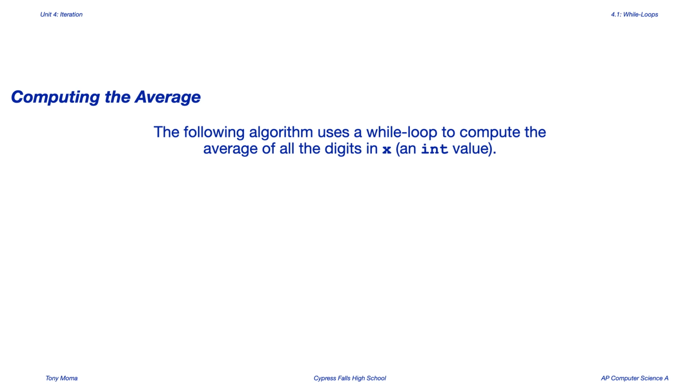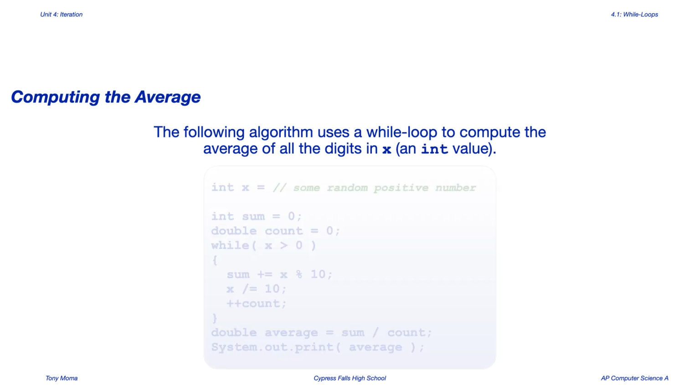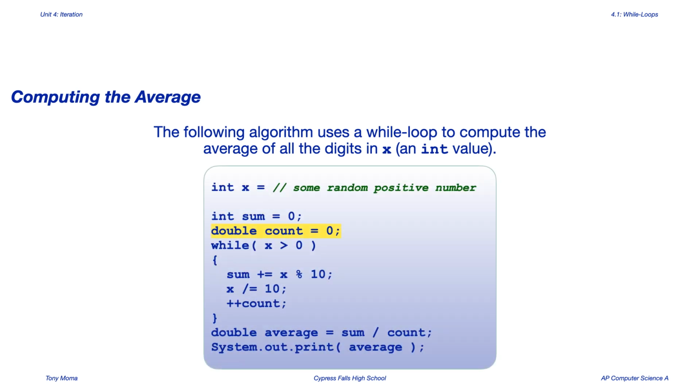Computing the average. The following algorithm uses a while loop to compute the average of all the digits in x. The algorithm for computing the average is the same as the algorithm we use for adding up all the values, but with 2 extra steps. First off, we need a variable that we're going to use to keep track of how many digits are in x. Then in our while loop, every time we process a digit, every time we add that digit to the sum, we increase count by 1. This is how we determine how many digits are in the number. Then when the while loop is finished, we take our sum and divide it by the count. That's how you compute the average.